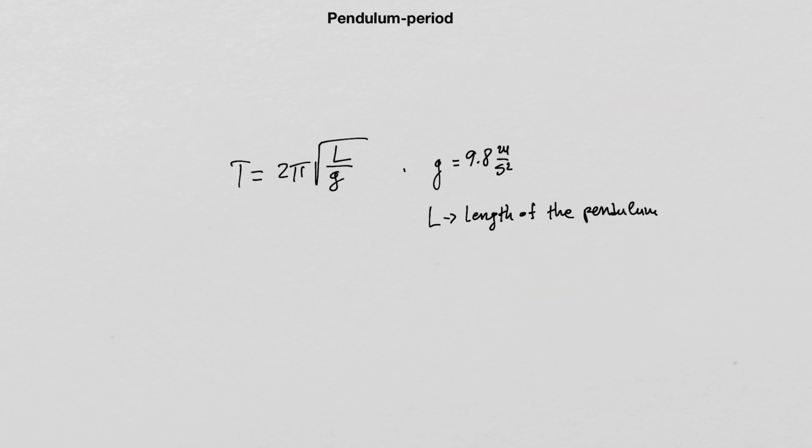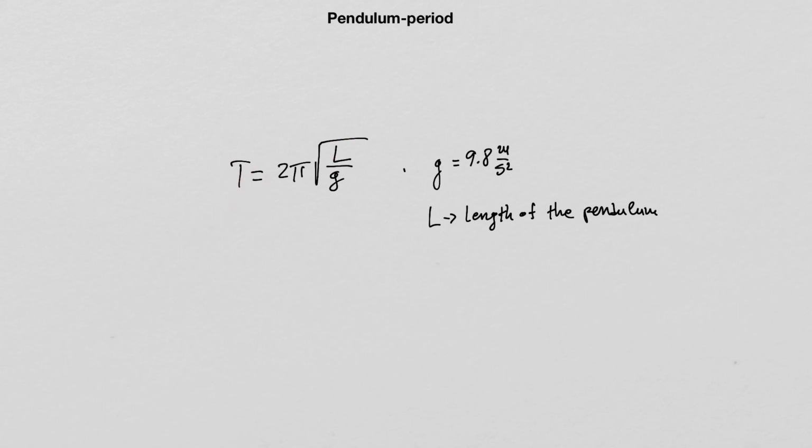And so the period of oscillations of a pendulum is calculated as 2 pi times the square root of the length of the pendulum divided by the gravitational acceleration. Here you can see that as the length increases, that will increase the period of oscillations, or as the length of the pendulum decreases, that will decrease the period of oscillations.